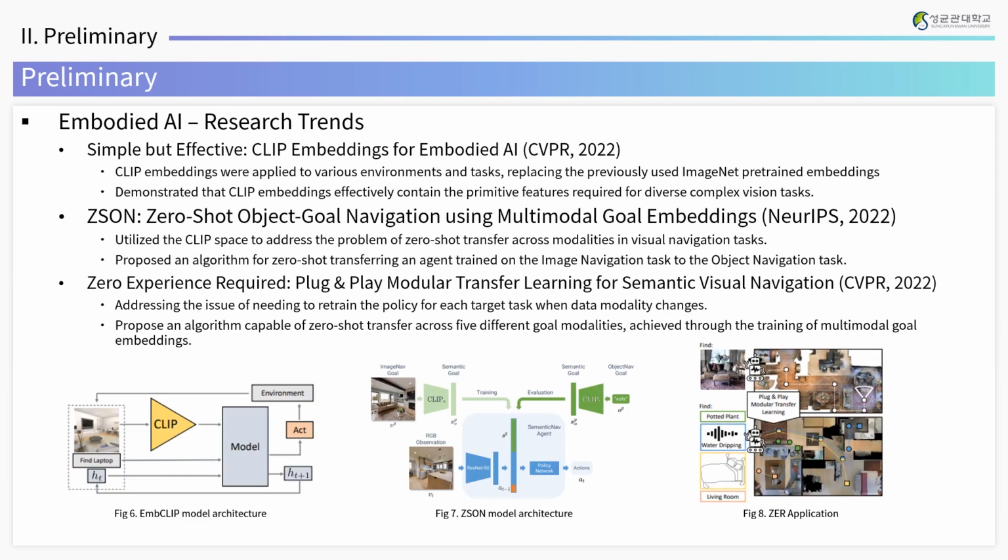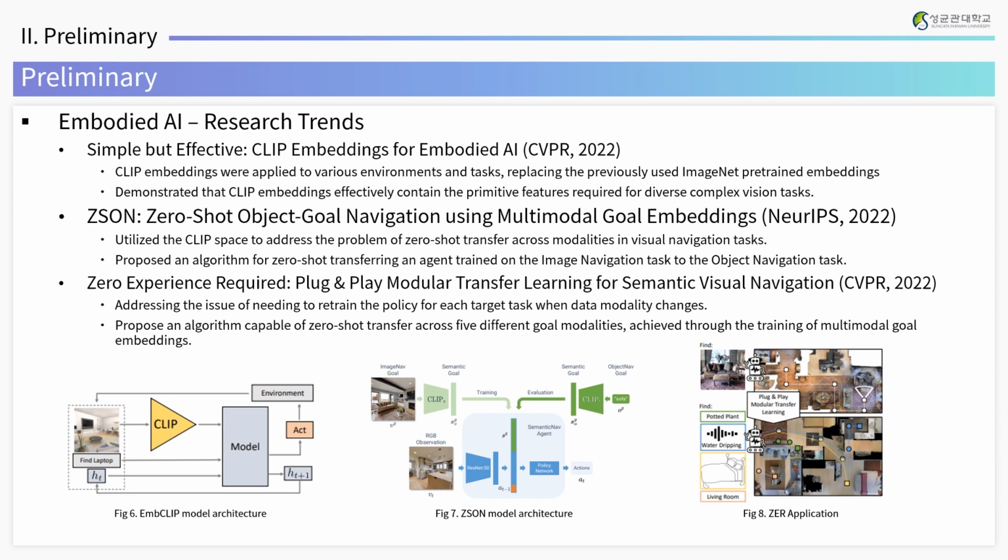Now I will introduce some papers related to embodied AI and domain adaptation in RL. First paper is Simple but Effective: CLIP Embeddings for Embodied AI. For the first time in the field of embodied AI, CLIP embeddings were applied to various environments and tasks, replacing the previously used ImageNet pre-trained embeddings. Experimentally, it was demonstrated that CLIP embeddings effectively contain the primitive features required for diverse complex vision tasks.